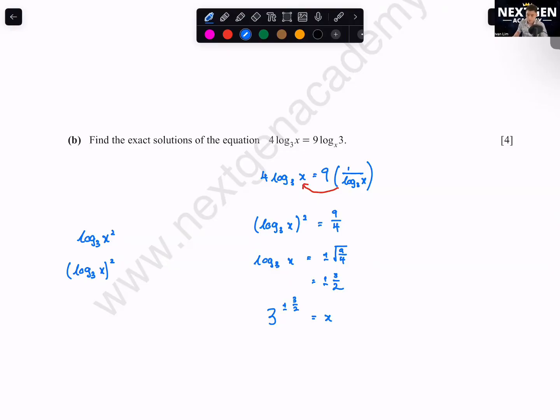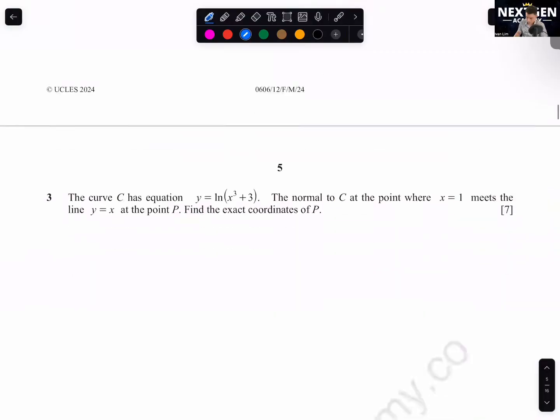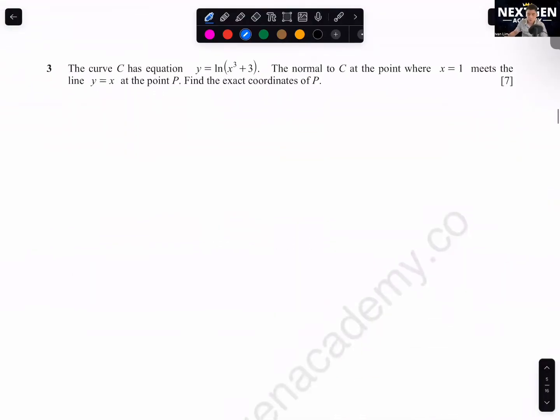Okay, number 3. Number 3 is a slightly longer one. The curve C has equation y equals ln bracket x cubed plus 3. The normal to C at the point where x equals 1 meets the line y equals x at the point P. Find the exact coordinates of P.